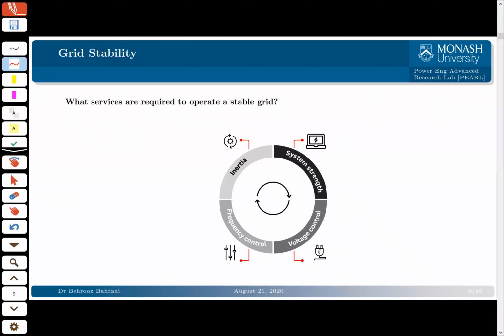Now let's have a closer look. What services do we require for a power system to operate reliably and in a stable manner? Well, mainly four different services: inertia, system strength, voltage control, and frequency control. These are what you would need for your power system to operate stably.